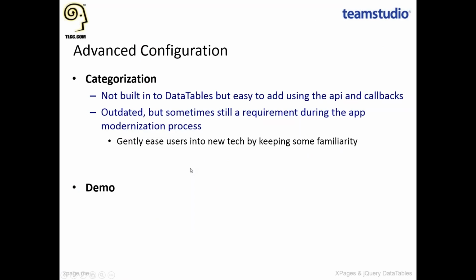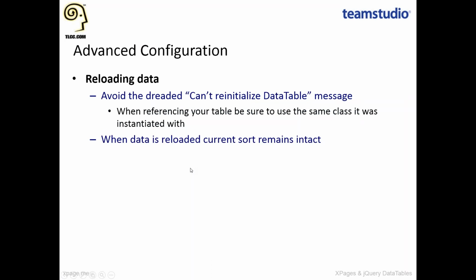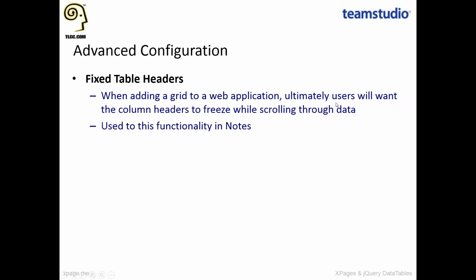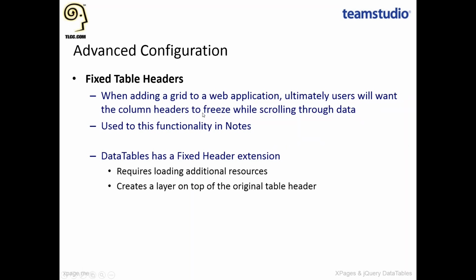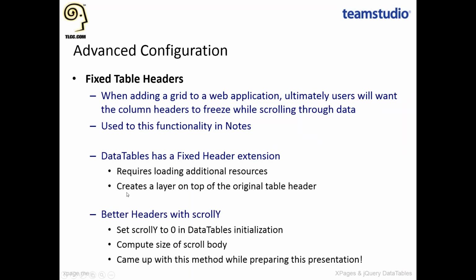So that is categorization. Again, if you take a look at the online demos, you can see pretty easily how this stuff is accomplished. Reloading data, I think I could skip over that. I think that's going to be pretty easy. Fixed headers, this is a big one. So let me quickly show you what I came up with to accomplish this. DataTables has an extension for fixed headers. It requires loading additional resources. I was using that. I had this very hacked together bit of code to implement that the way I wanted to, depending on if I had multiple tables on a page or whatever.